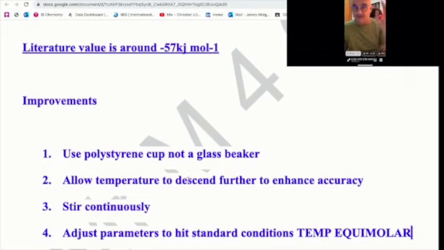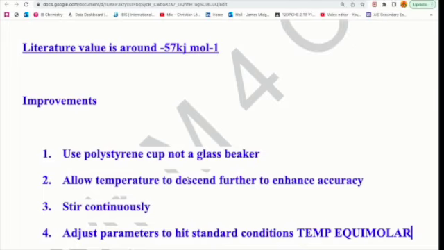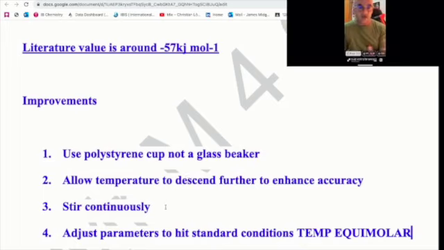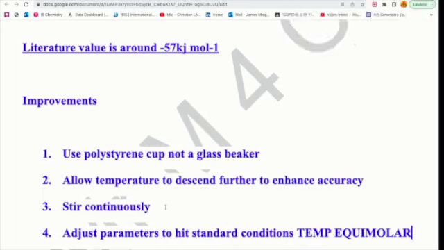The temperature, the bell was about to go. I didn't have time to let the temperature drop even further and then come back. I just had to press stop and run off to my lesson. So I could have let that go further, to improve the accuracy of the extrapolation back to the intercept. Stirring, I shook it a couple of times, to be honest. Constant stirring would have helped.